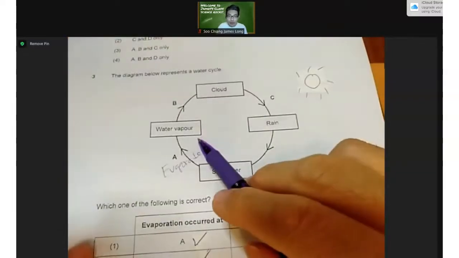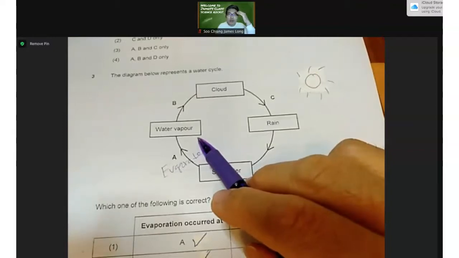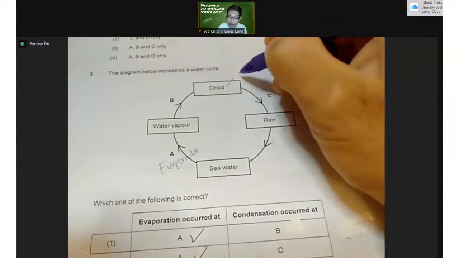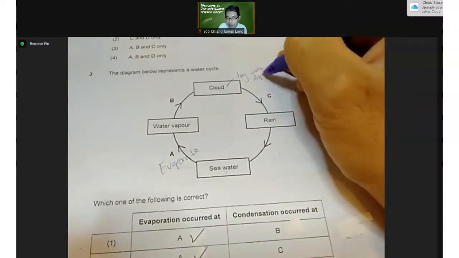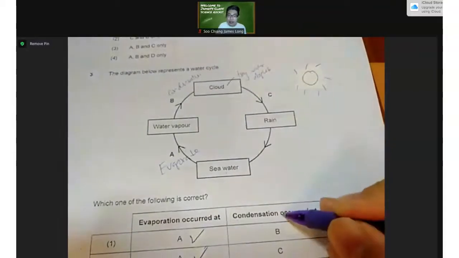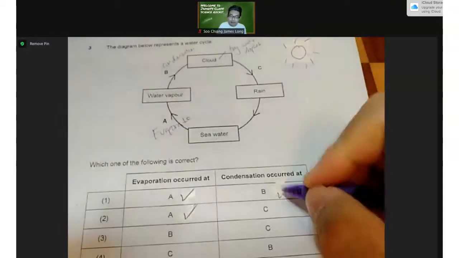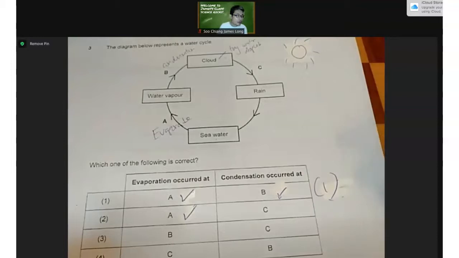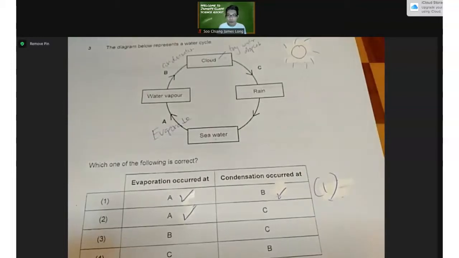And when water vapor rises high up into the sky, touches the cooler part of the sky, it then condenses into cloud, which is actually tiny water droplets. So these are liquids, right? So this process here is condensation. So B is condensation, right? Answer is 1. Let's go to the next question, and that's question 32.